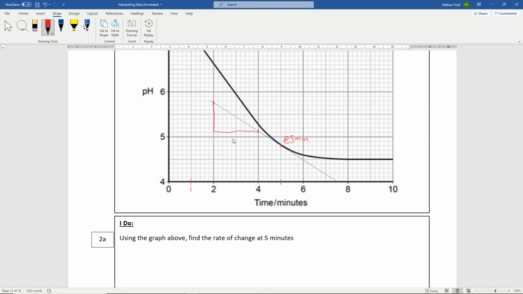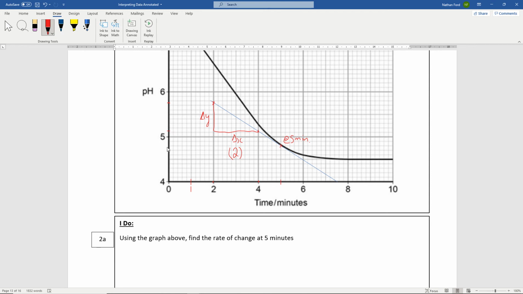So I've got my change in y and I have my change in x. Well, my change in x is nice and easy. It is from 2 to 4, which is 2. What's my change in y? Okay, so now we have to read from our graph. So read across, that value is there, and then this one is there. Now we've got our reading of our scales again.